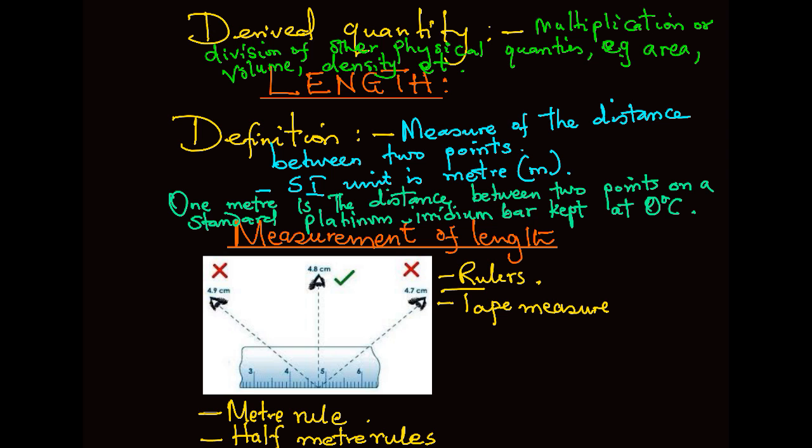Other subunits of meters include kilometer, hectometer, decameter, decimeter, centimeter, millimeter, and the rest. It is important to note that these units can always be converted from one to another.